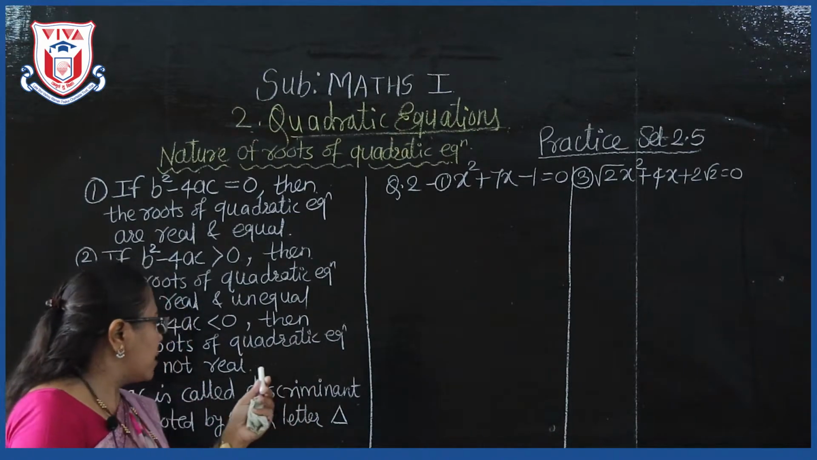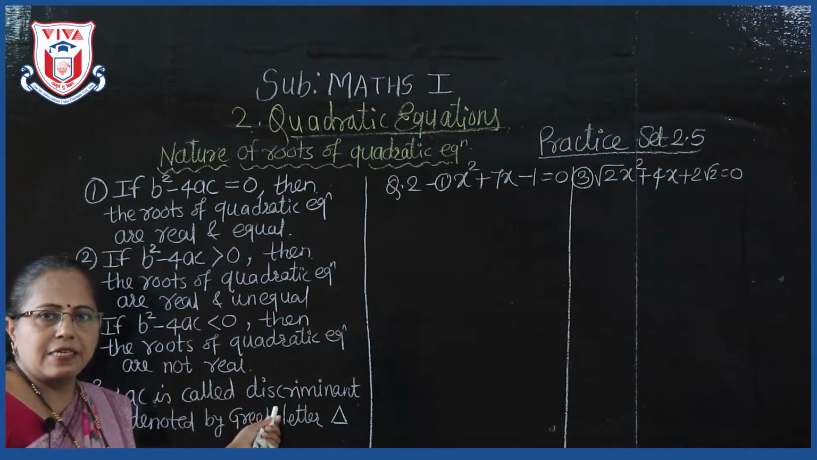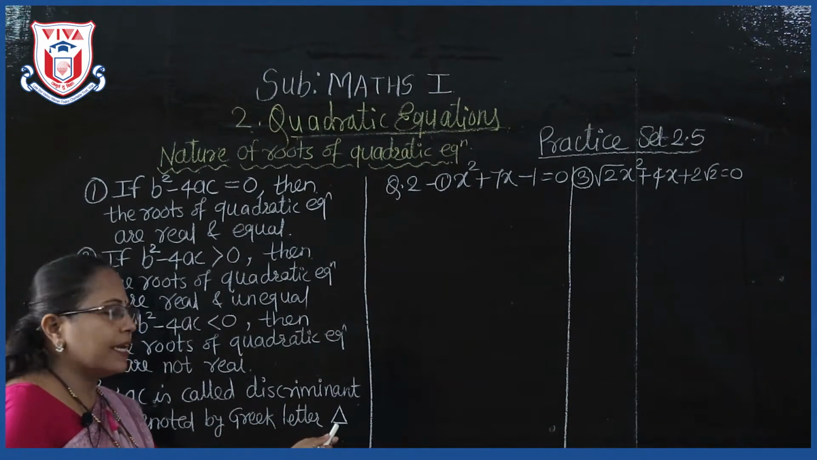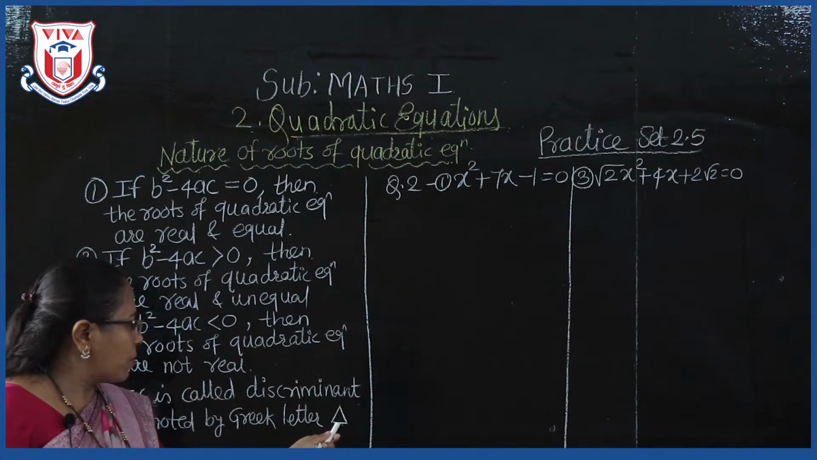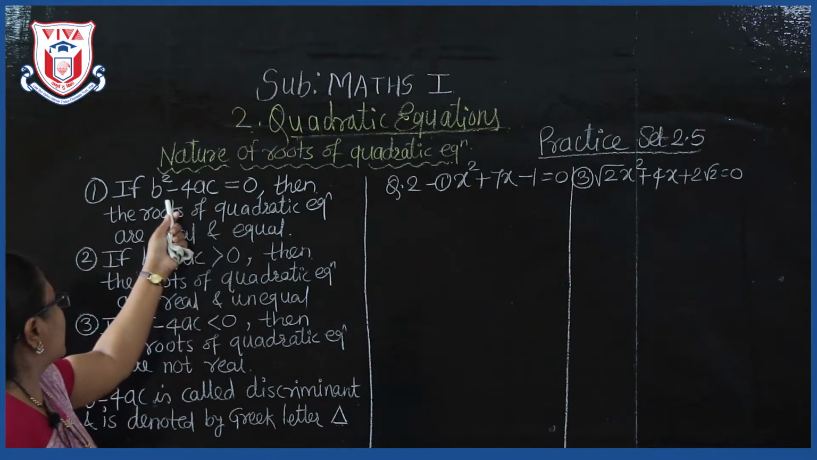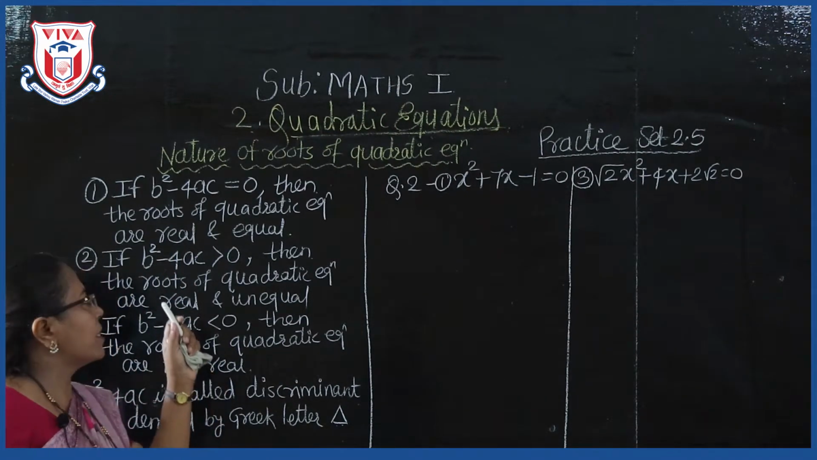And b square minus 4ac is called the discriminant. This discriminant is denoted by the Greek letter delta. The pronunciation of this letter is delta. So there are three rules to decide the nature of roots of the equation.